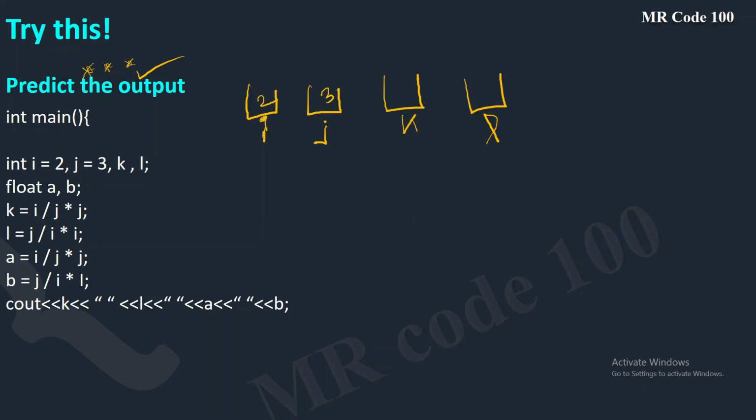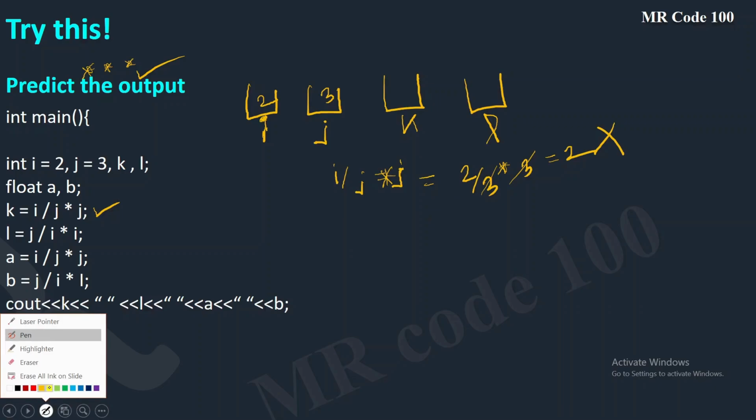Here is the interesting part. I divided by J into J. This means 2 by 3 into 3. Let's see what comes. Now you can say, we can just cut this up like this, 3 by 3, and the answer should be 2, which is actually incorrect.